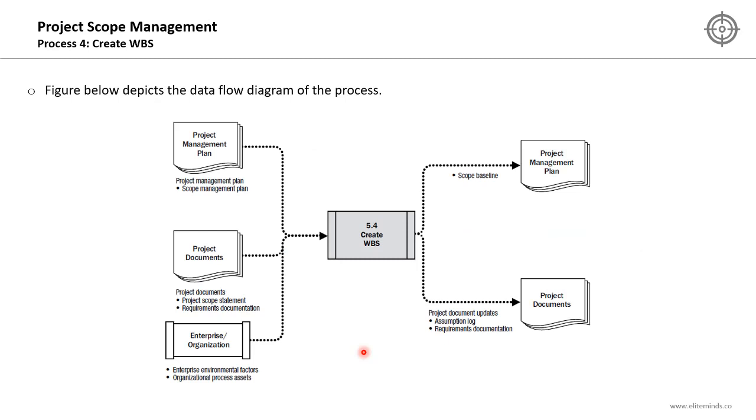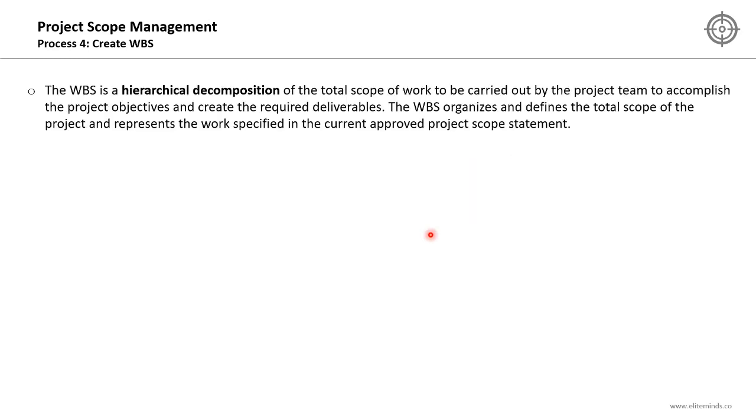The data flow diagram of this process shows that you will need inputs from the project management plan, from the project documents, and from the enterprise or the organization. Creation of the WBS will result in the scope baseline, and the baselines are part of the project management plan. The project management plan contains the subsidiary plans and the performance baselines, and the first baseline is the scope baseline.